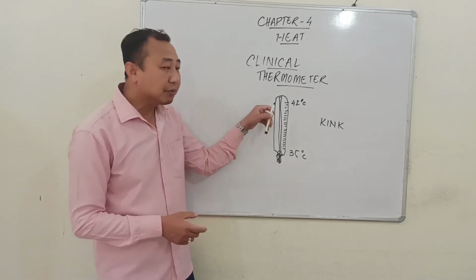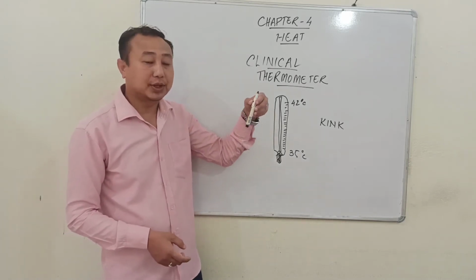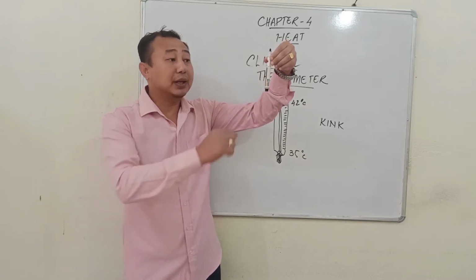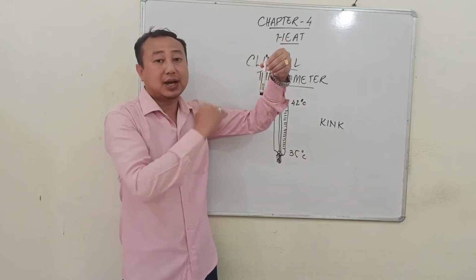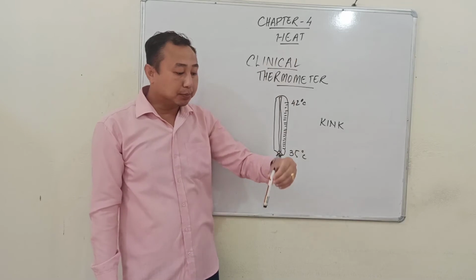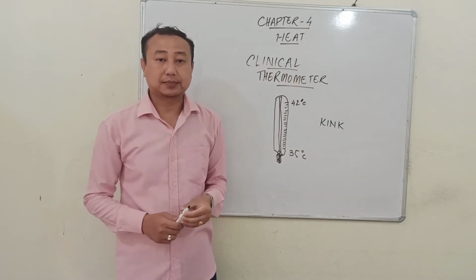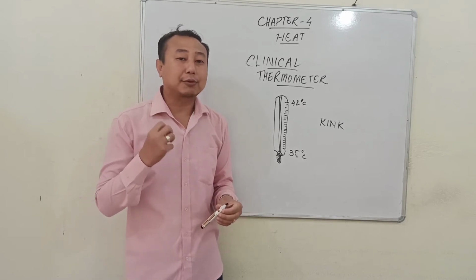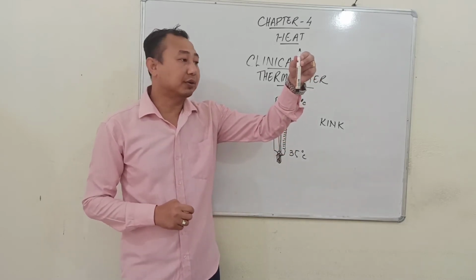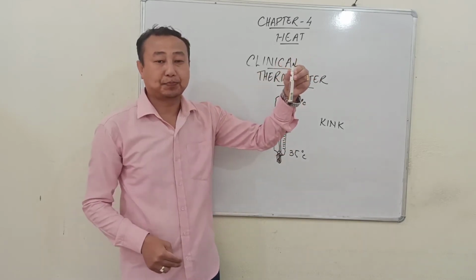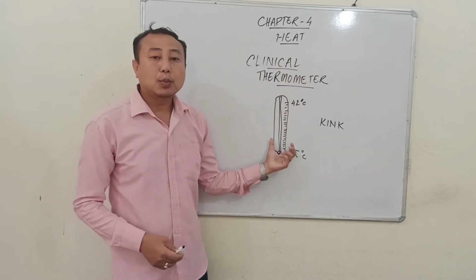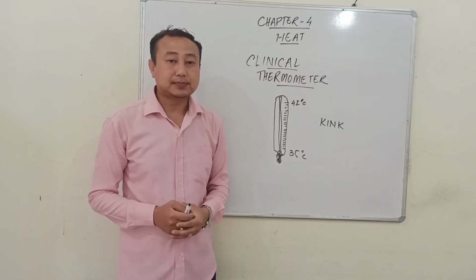After removing the thermometer, we have to read it by keeping the level of the mercury at the side of the eye. If we keep it down or above, we may get a wrong reading. So in order to get a correct reading, we have to keep the level of the mercury at the side of the eye. After that, the thermometer should be sanitized again.